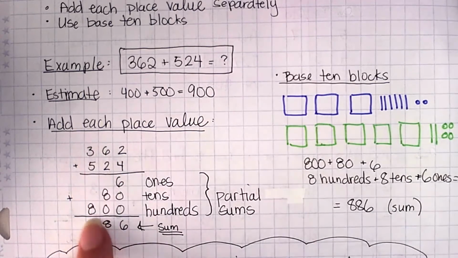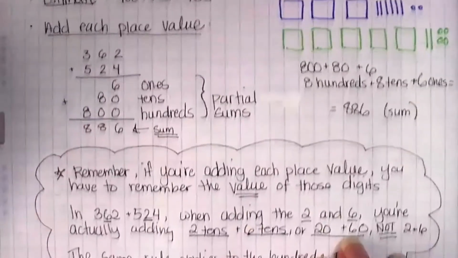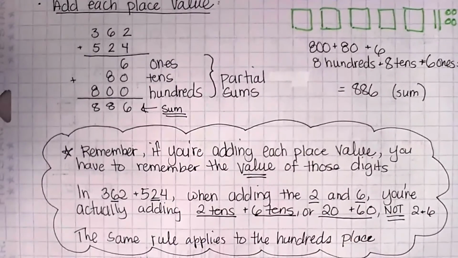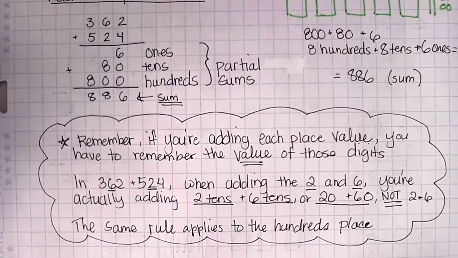Then I added the hundreds and put that on the next line. Now remember, if you're adding each place value, you have to remember the value of that digit. So in 362 plus 524, when you're adding the 2 and the 6, you're actually adding 2 tens and 6 tens, or you're adding 20 plus 60.